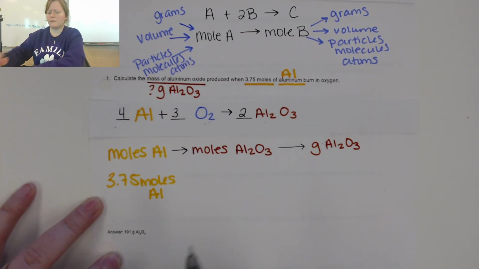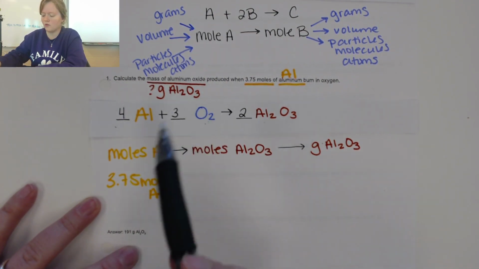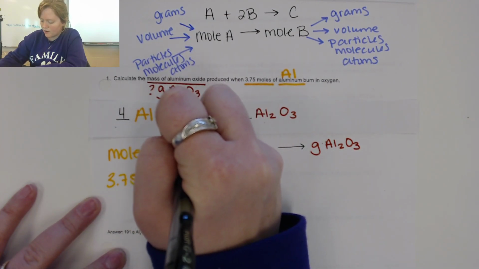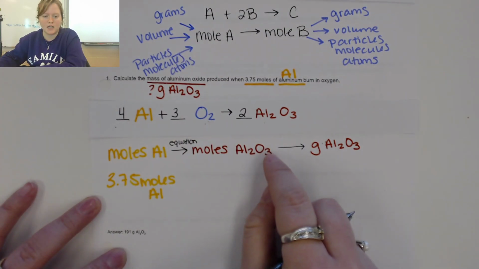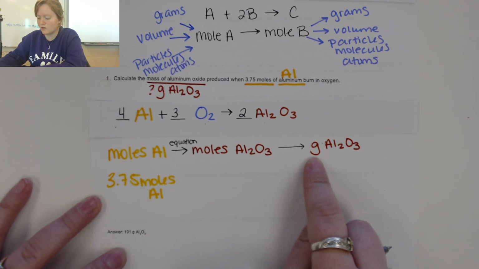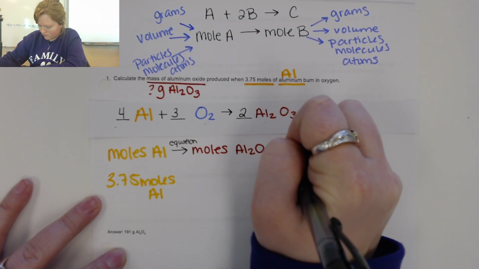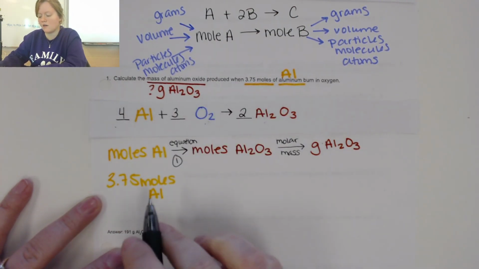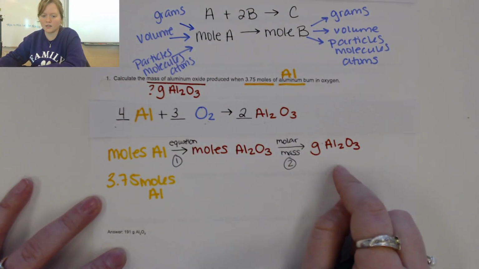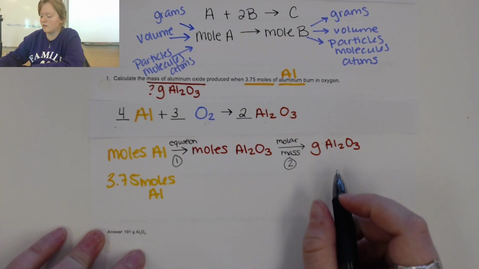Actually, let me backtrack for 1 second here. This arrow represents our mole-to-mole conversion. We are going to get that molar ratio from our equation, that balanced equation up top. We go from the moles of aluminum oxide to the grams of aluminum oxide, so we're going to need a molar mass. We can think about the first arrow as showing us the first step that we have to take. The second arrow is our second step in our problem to achieve our final answer in grams of aluminum oxide.